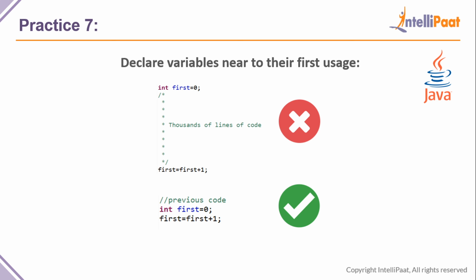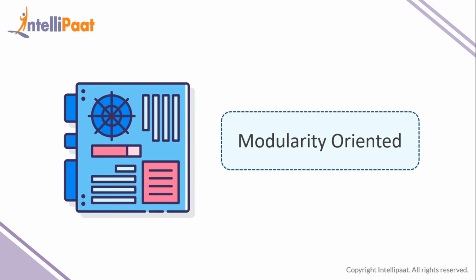So moving on to the next practice that we have, modularity oriented practices. Modularity basically means that, as we have discussed before, functions, variables, and resources with similar usage are packed into one module, and we use those modules in the implementation of our program. So we will now see the practices related to modularity.